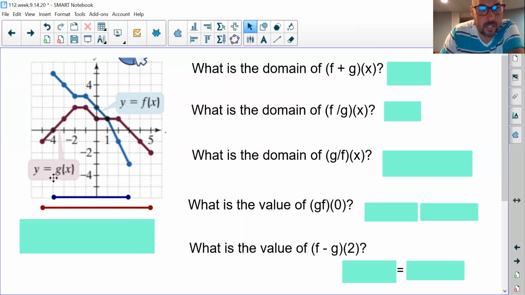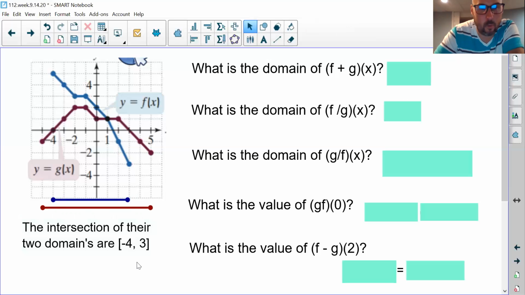The domain of g is bigger. It expands from negative 4 all the way to positive 5. But what do these two domains really agree on? They agree on where they overlap. So between negative 4 and positive 3. Again, that's called the intersection of those two sets.